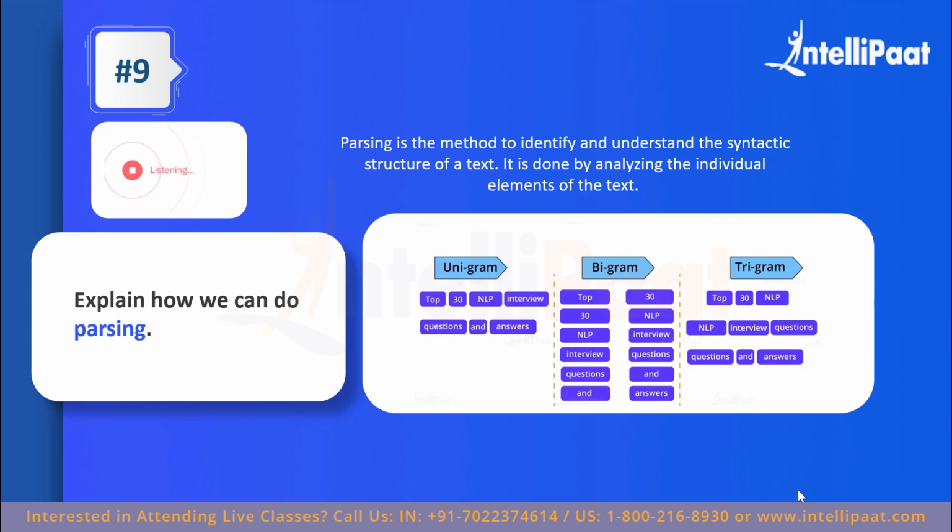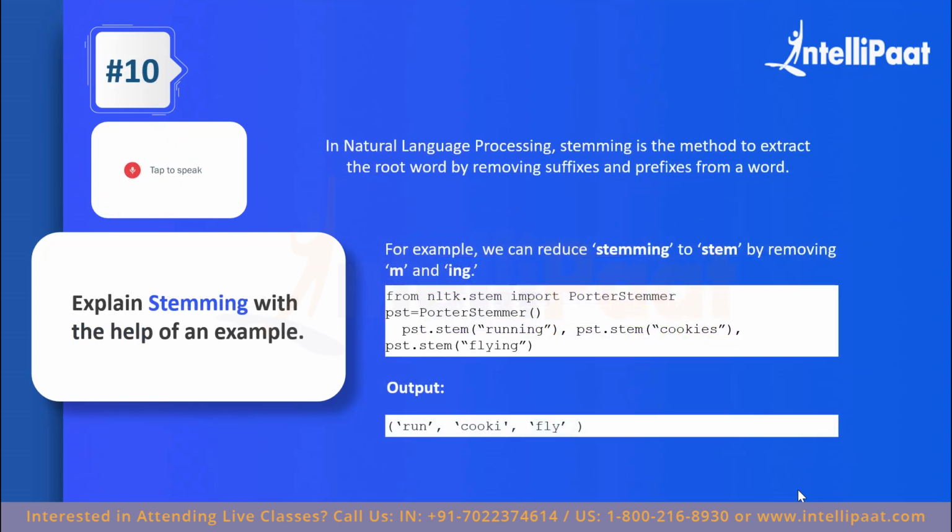Now let us move on to the next question, which is: explain stemming with the help of an example. So in natural language processing, stemming is a method to extract the root word by removing suffixes and prefixes from a word. For example, we can reduce the word stemming to stem by removing m and ing. So we use various algorithms for implementing stemming, and one of them is Porter stemmer. So this is a basic code you can see on your screen to implement stemming. So from nltk.stem, we have to import PorterStemmer.